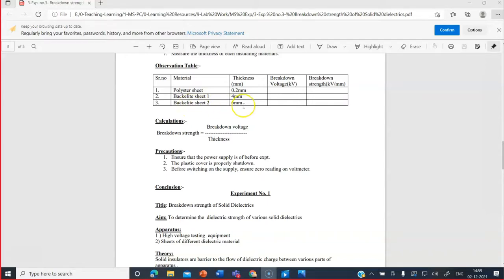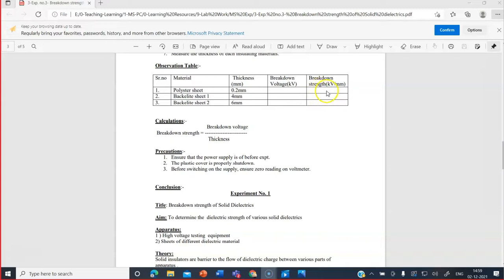Bakelite. Thickness was 2 mm, and breakdown voltage was the same, 6 kV. And the fourth material, polythene. Thickness was 2.3 mm and breakdown voltage 17 kV.